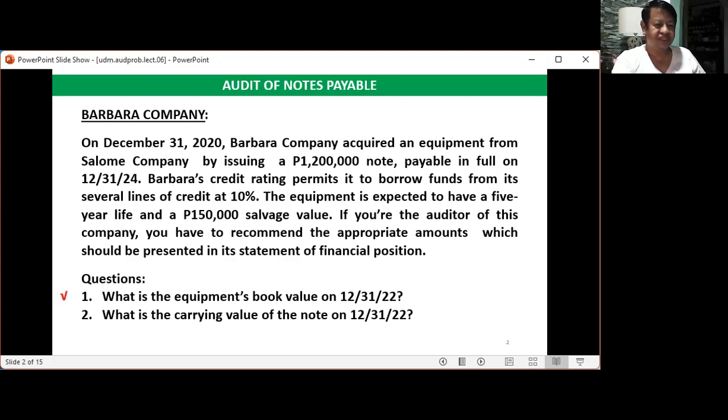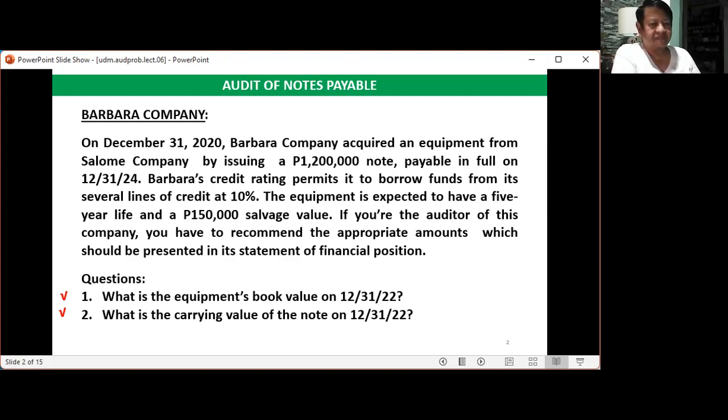We have two questions here. What is the equipment's book value on December 31, 2022? And question number 2, what is the carrying value of the note on December 31, 2022?